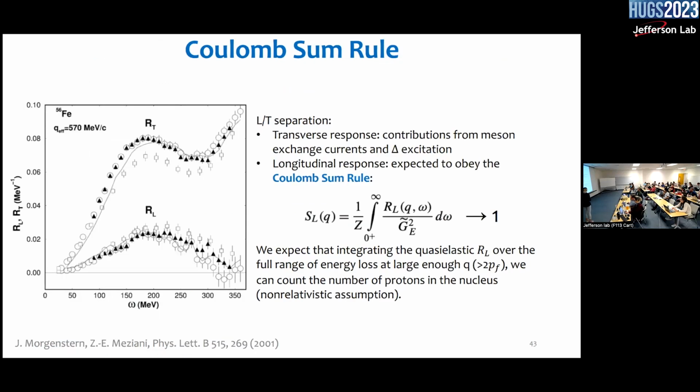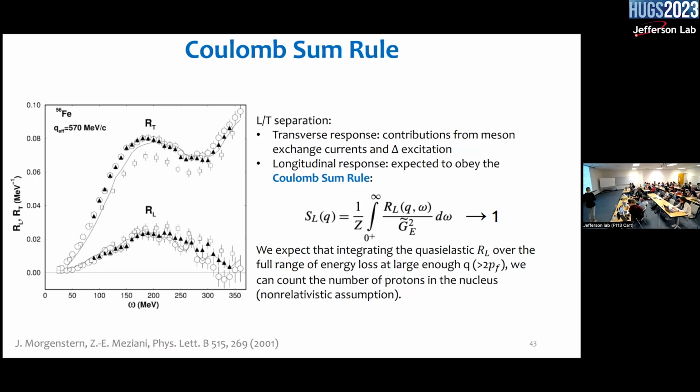And so, the transverse component response has contributions from other types of effects, meson exchange currents and delta excitations. But the longitudinal response should, in principle, obey what's called the Coulomb sum rule. So if you were to integrate the quasi-elastic longitudinal response function over the full range of energy loss, and where GE is sort of rewritten here, it's a combination of GE and GM for the proton. Then if you normalize this to the proton charge, then you should expect this to be 1. So in other words, you should basically be able to take this integral and get the proton charge of what it is that you're measuring.